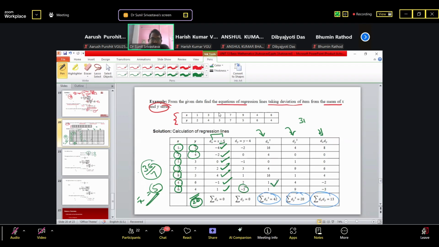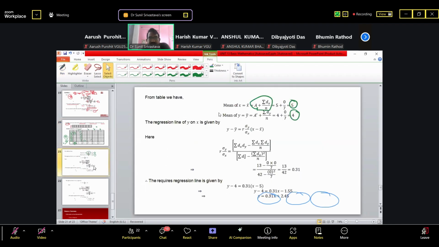All this data is related to this one. So what happened in the table? Now, the regression line y on x, y and x. This is the formula: y minus y bar equals r sigma y upon sigma x, times x minus x bar. First of all, we have to know the regression coefficient byx, and byx has the expression r sigma y by sigma x. This is the expression given here.